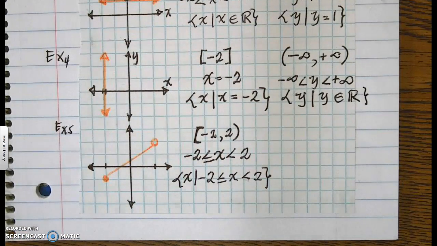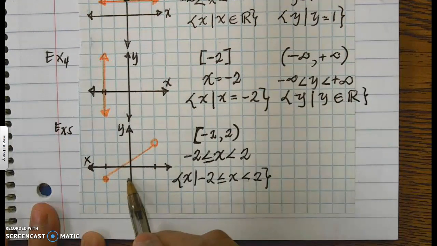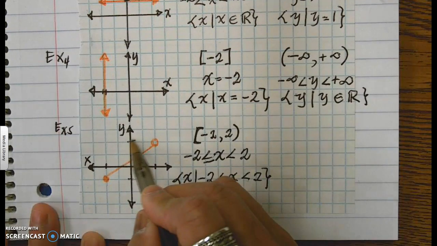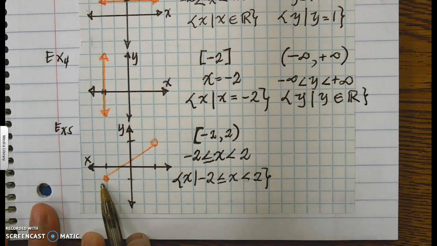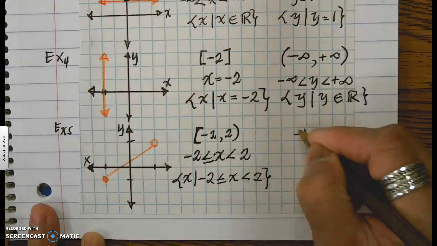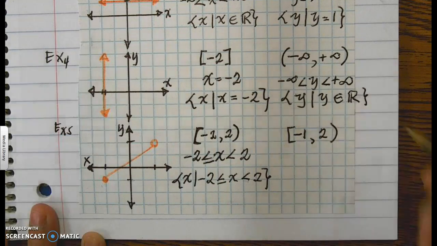All right, wonderful. So now we go to range. So range is all the y values. So this is your x, this is your y. So I look at the bottom and I look at the top. So my bottom is a -1 and my top is a 2. My -1 is a shaded circle, so it's got to be -1 bracket, comma, +2 parenthesis.